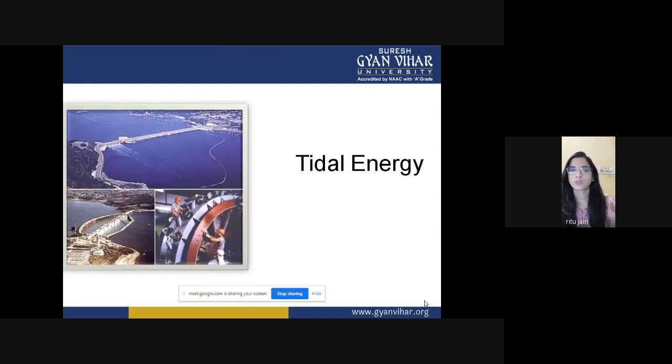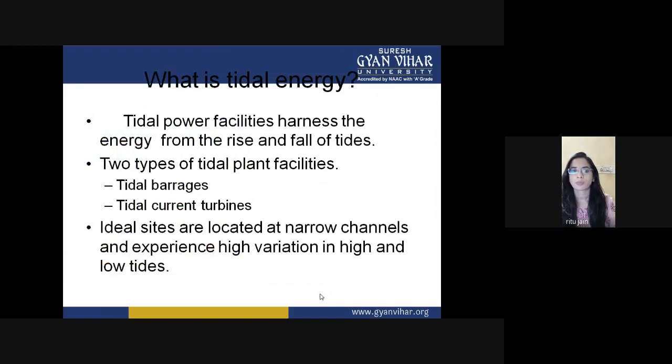What is tidal energy? First, we have to understand what tidal energy is. Everyone knows what energy is. In electrical terms, it is always denoted in kilowatt hour. So by using tidal, we get energy from tides. What is tidal energy? Tidal power facilities harness the energy from the rise and fall of tides. In the sea areas, tides come, like high waves of the sea, and then they go down. When it rises, it has some energy, and likewise on the fall of tides.